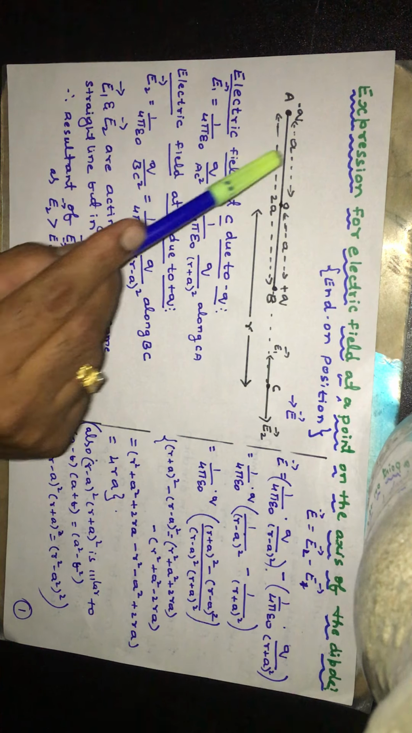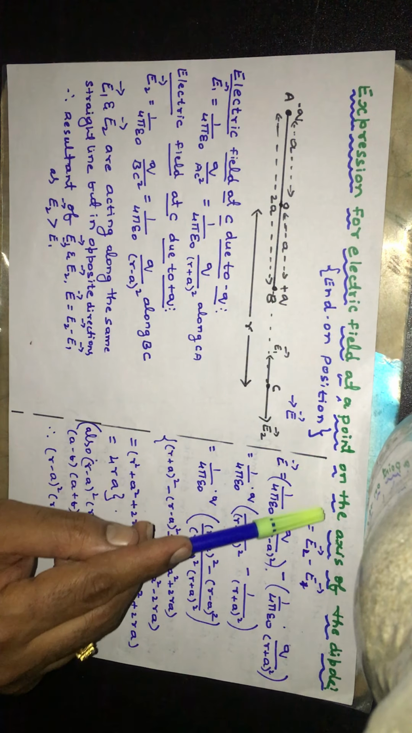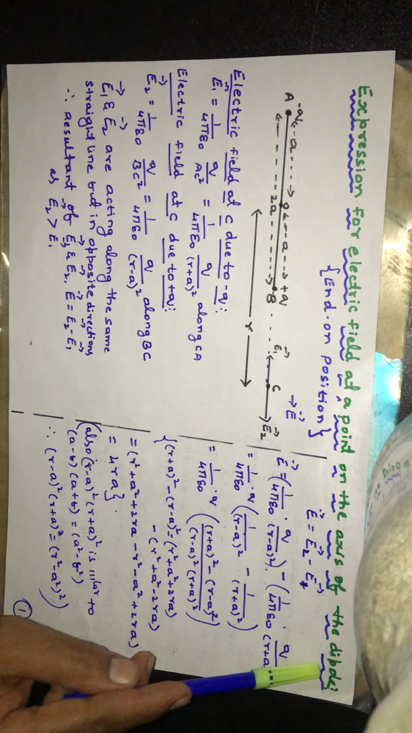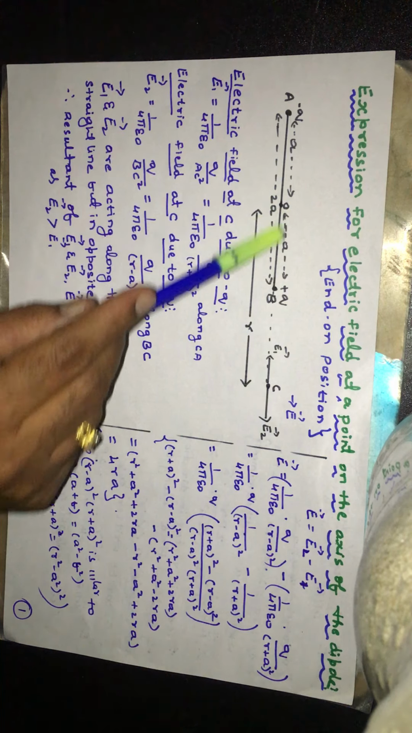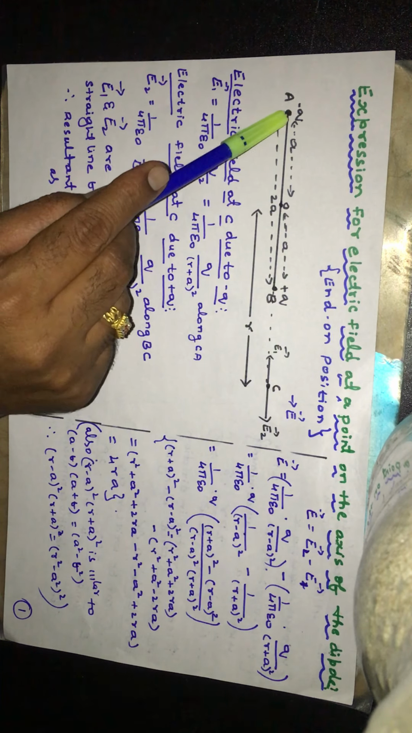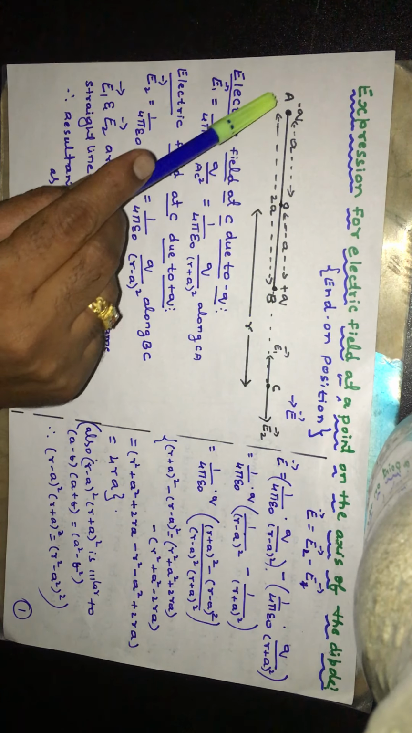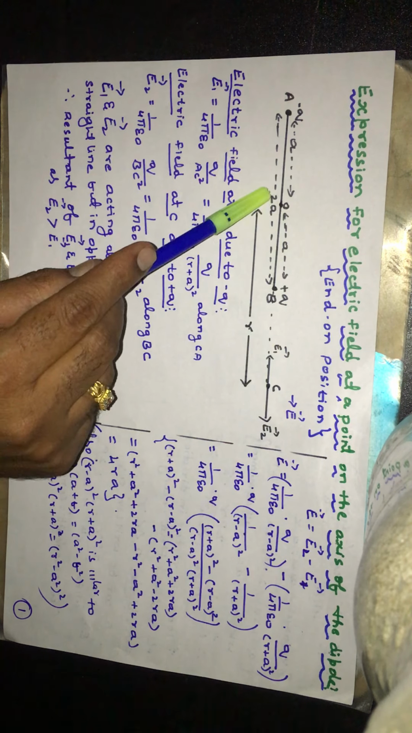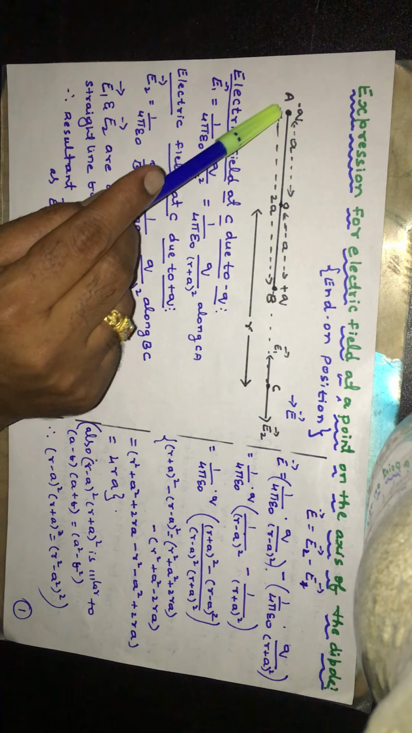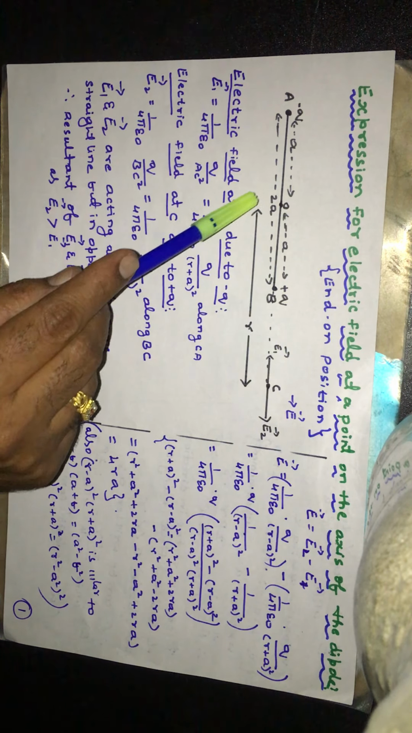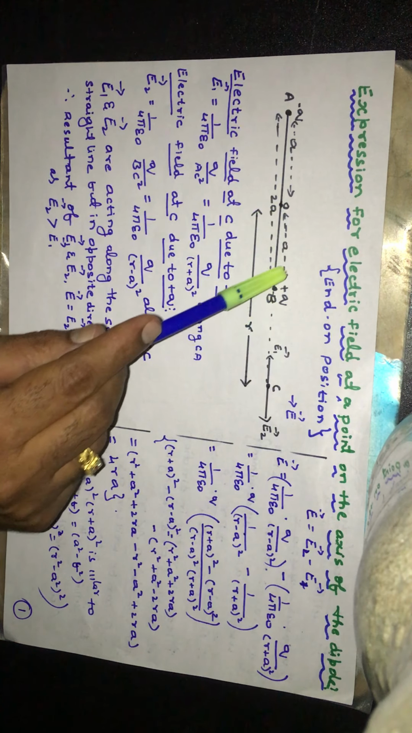First we will derive an expression for the electric field at a point on the axis of the dipole. That is what we call the end-on position or axial line. So, here you have a dipole. You have two charges, minus Q and plus Q, placed at points A and B. These two charges are separated by distance 2A. 2A is the dipole length. O is the center of the line joining the two charges. So, the distance from A to O is A and O to B is also A.